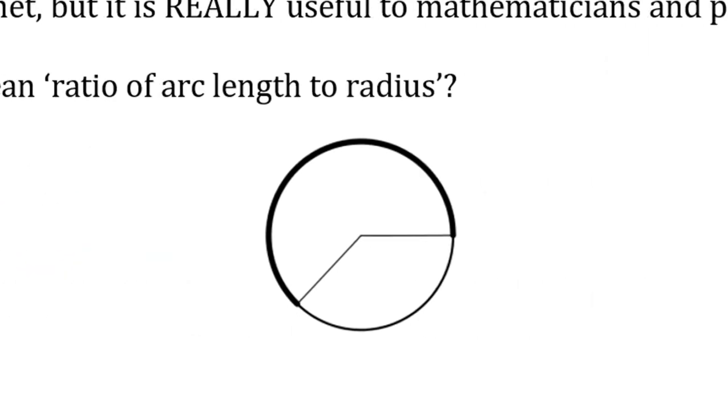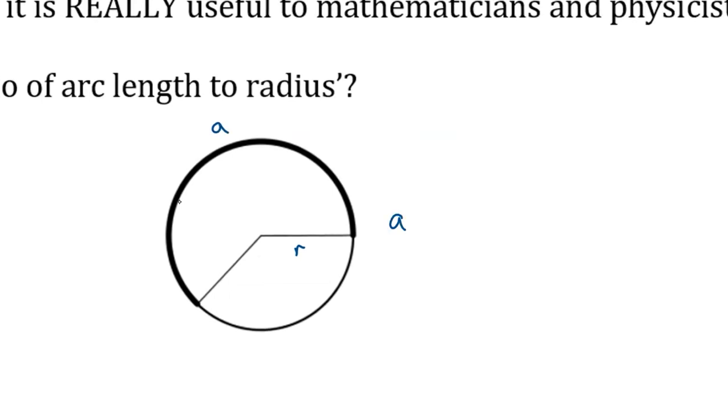Okay, what about this one? So here's my R. Here's my A. What's the relationship in this case? I think it's obvious. What do you think? A is greater than R. I think so too. It looks quite obvious that A is a lot greater than R.